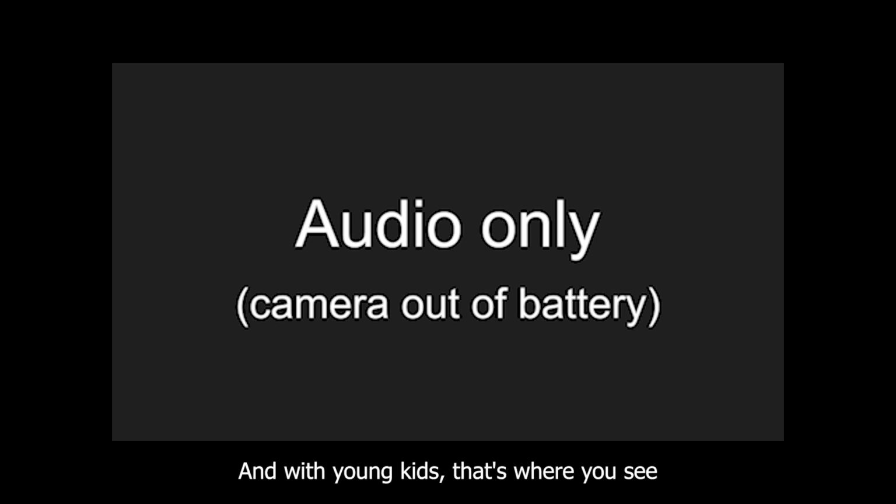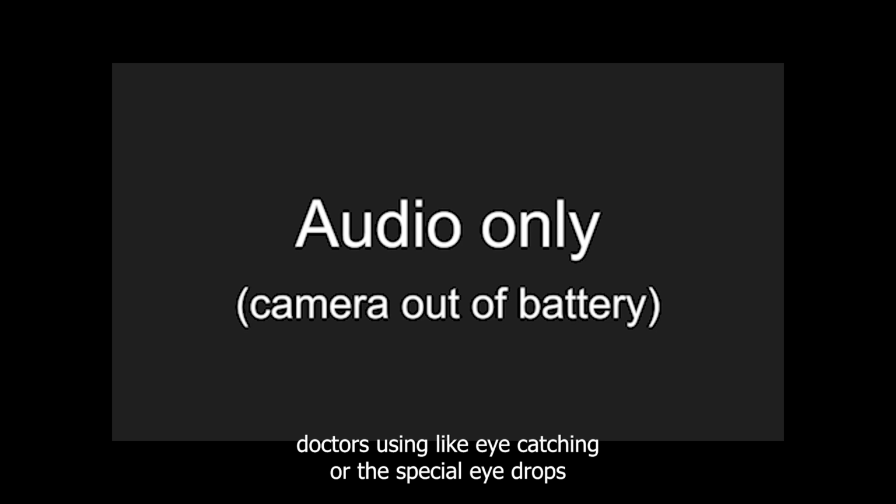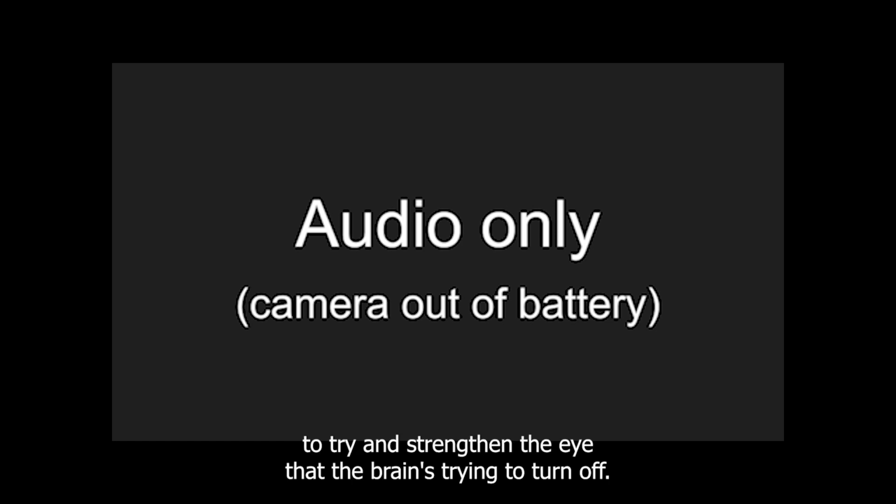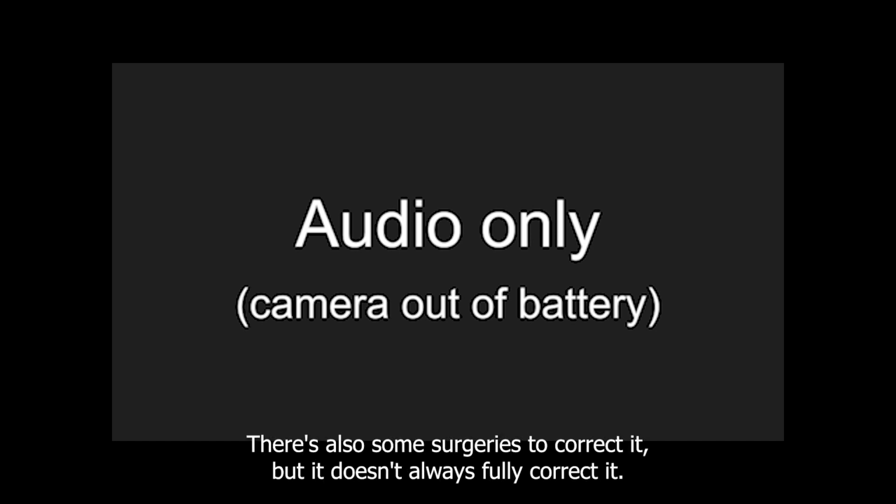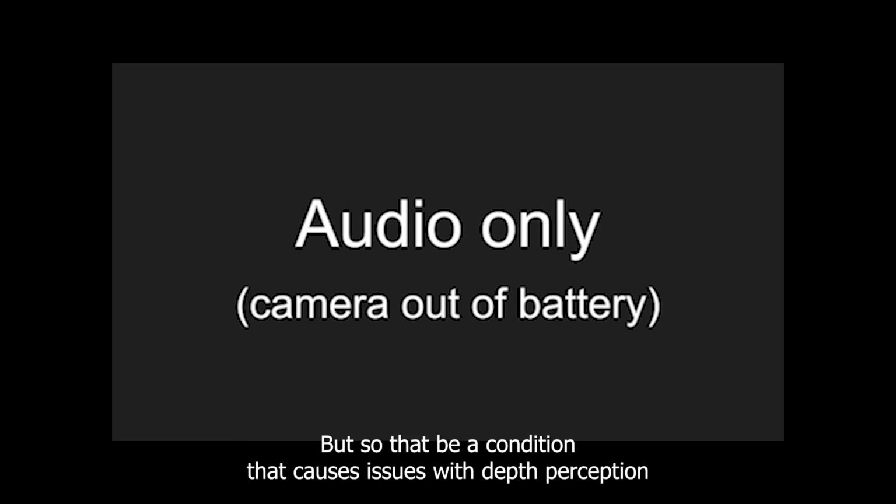With young kids, that's where you see doctors using eye patching or special types of eye drops to try and strengthen the eye that the brain is trying to turn off. There are also some surgeries to correct it, but it doesn't always fully correct it. So that could be a condition that causes issues with depth perception.